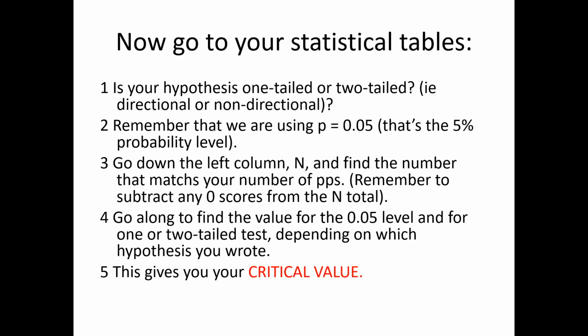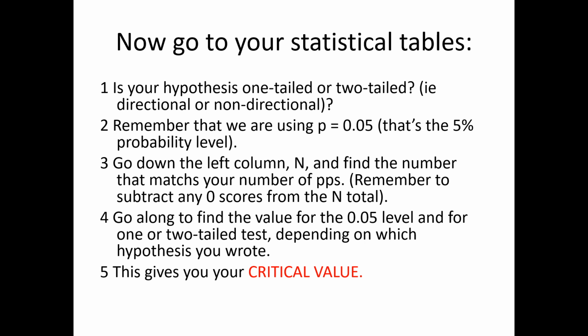Now, what you need to do now is go to your statistical tables. You may not have seen these before. They're fairly straightforward to use. Before you go there, you have to look back at your hypothesis in your introduction. And you have to ask yourself, is my hypothesis one-tailed or two-tailed? In other words, is it directional or non-directional? If your hypothesis is one-tailed, directional hypothesis, you have predicted the direction of difference in your experiment.